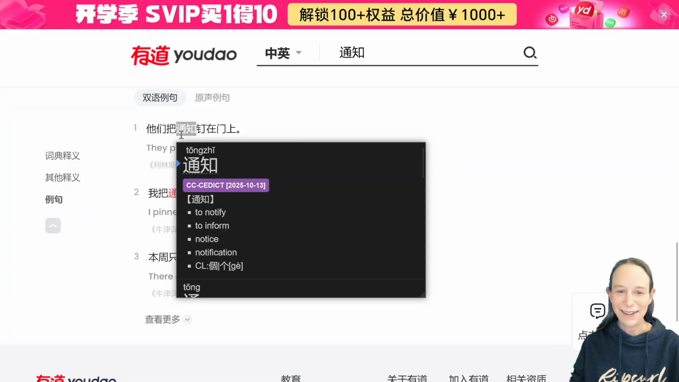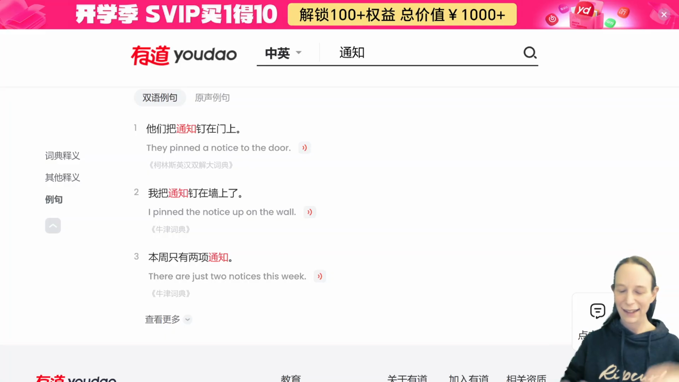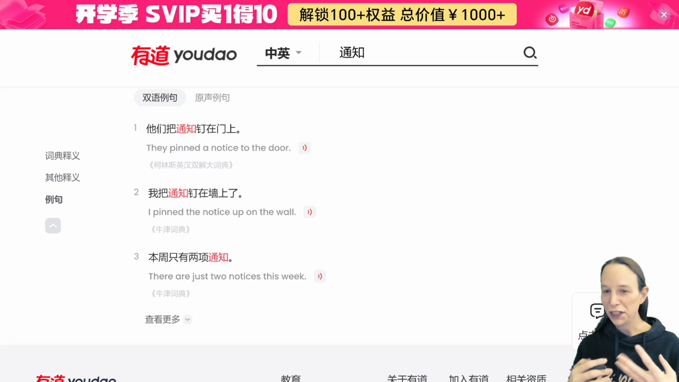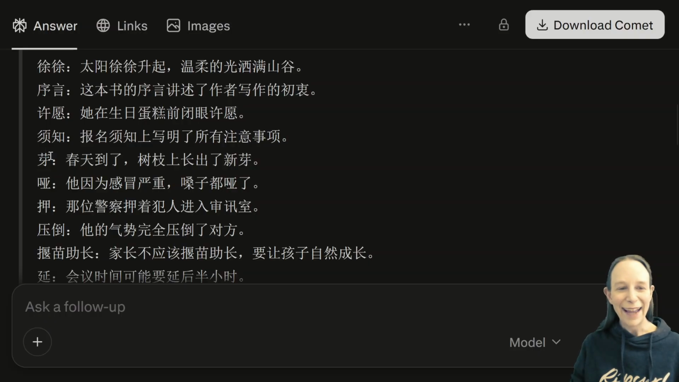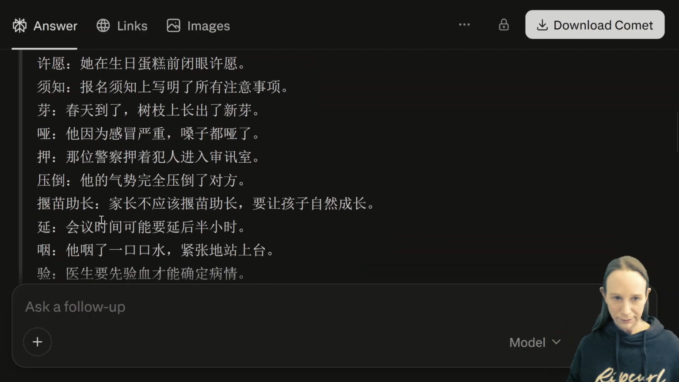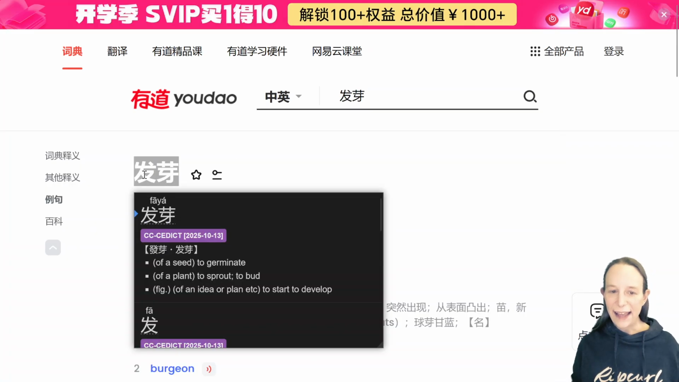通知, it's a notice. Often 通知 is like, this elevator is under repair, whereas 须知 is like the operation instructions for the elevator. But you don't read it, you just push the button. Okay, 芽. So 芽 is like a sprout. You often have the collocation 发芽, this one, 发芽. So this is to sprout.